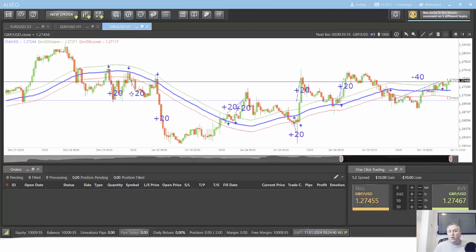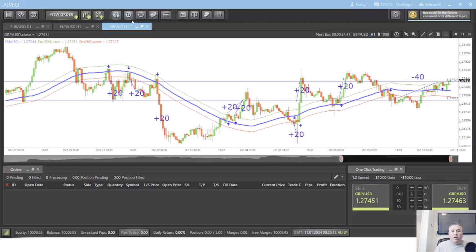So we made 20, 40, 60, 80, 100, 20, 40, 60. We lost 40. So we have 8 winners, 1 loser. Our average win 20, our average loss minus 40. And we net profit on here by 120 pips. So this is a great example of how using a moving average along with price action can help us identify where to get in and where to get out really quickly.